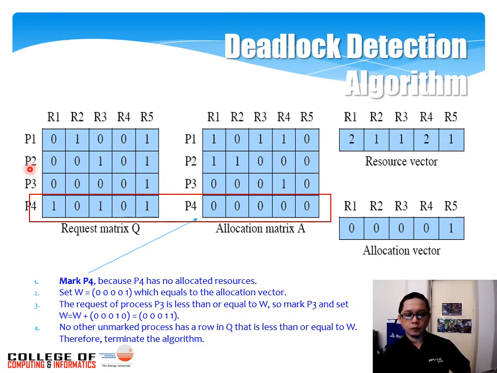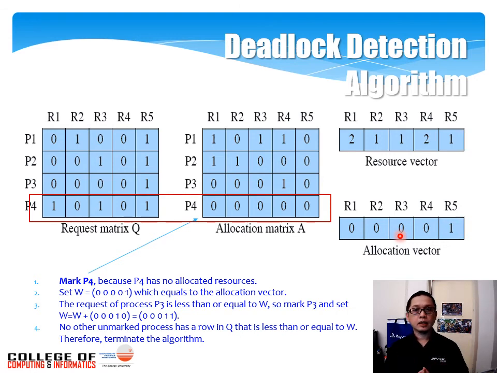After that, which process can proceed? Is it P2 or is it P1? Based on the allocation vector, P2 cannot proceed because you don't have R3, and P1 also cannot proceed because you don't have R2. So you cannot proceed with P2 or with P1. Hence, you terminate the algorithm because it is an unsafe state: you don't have enough of R1, R2, and R3 to give to P2 or P1.